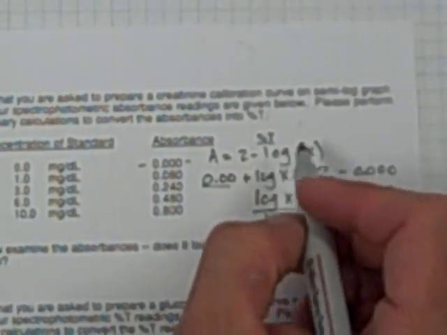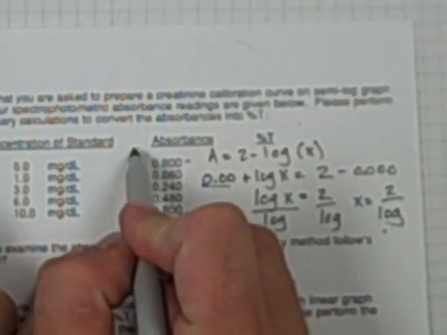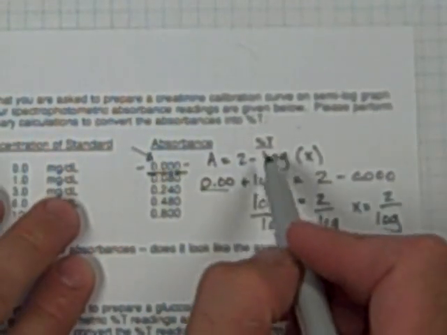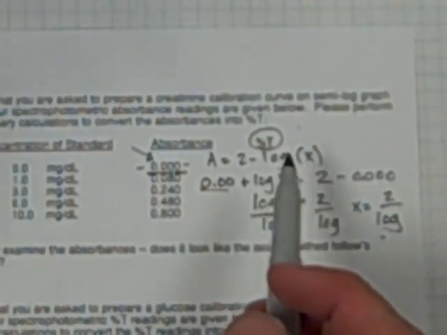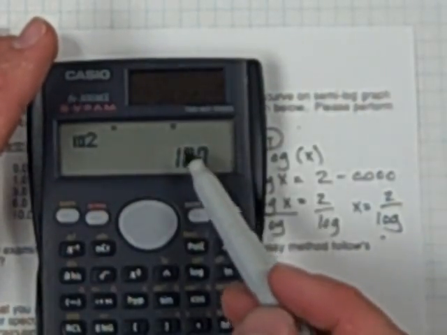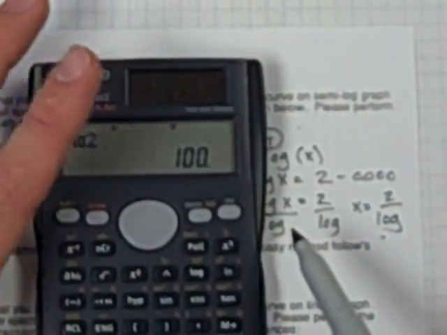So if I look at this, it's saying, if my solution is absorbing 0, how much of that light is actually getting through? Or what is the percent transmittance for that particular solution or standard? If it's not absorbing any of it, then it makes sense that 100% of it is getting through my sample. So let's look at the next one, see if we can make this make more sense.